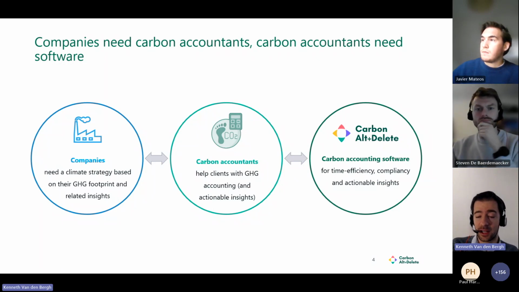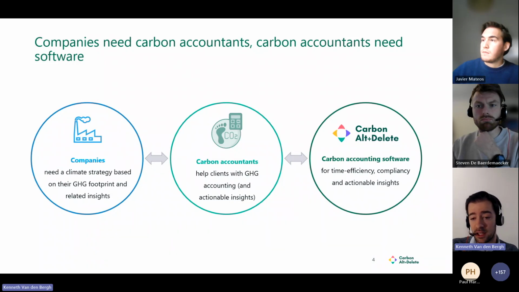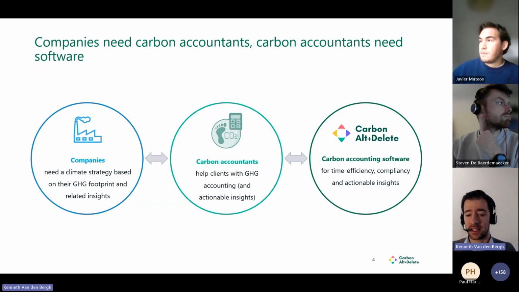And their clients are typically medium-sized companies going from around 10 million turnover in euros, dollars, British pounds, up to around 1 billion. So companies that are big enough to do a proper reporting, but not big enough to do it fully internally. So they need to rely on experts, consultants, carbon accountants, like I think the majority of the people here in the call. And those people need software like us to do things quicker and more standardized in the back.